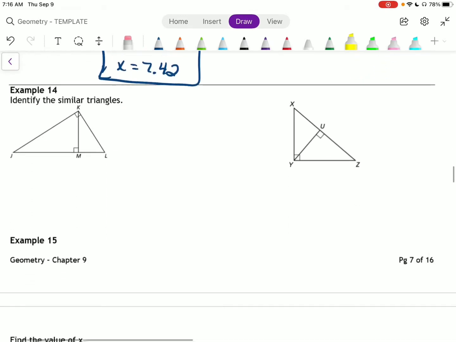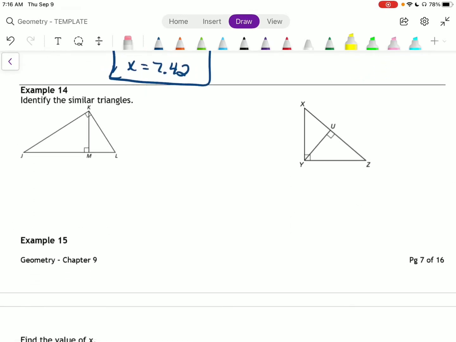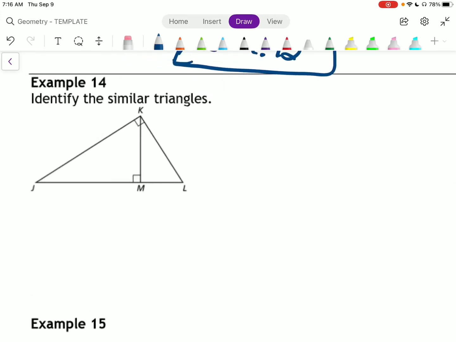Number 14, we're supposed to identify the similar triangles. So let's see if we can do this without drawing them all separately. We start off and we have the big triangle, we'll say K, and we'll go across its short leg, L, and then J, is going to be similar to triangle.